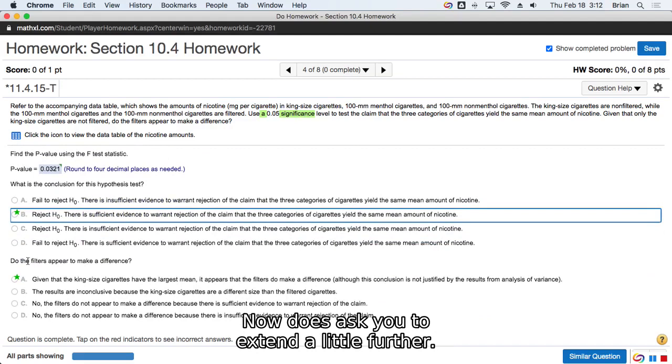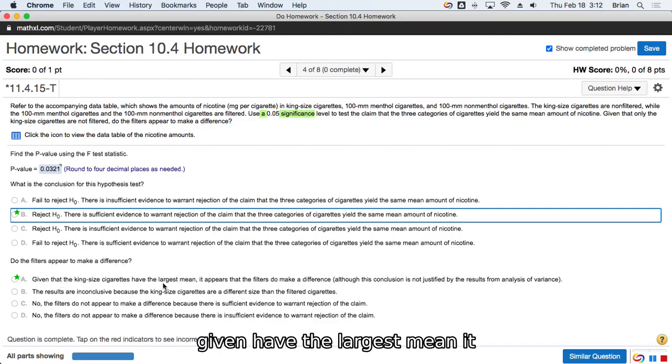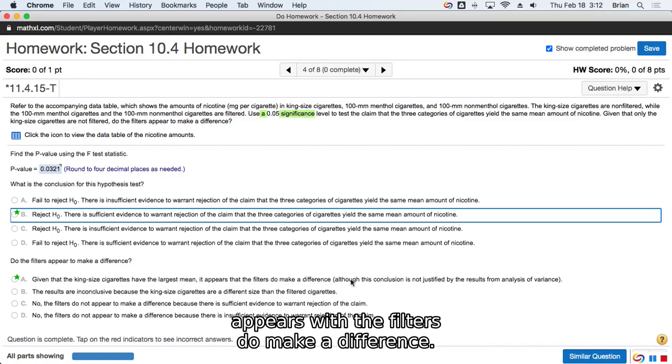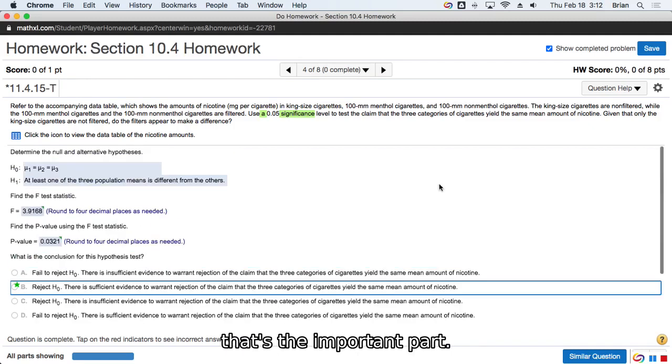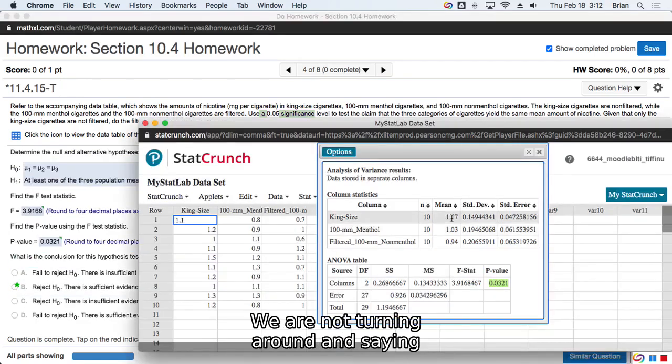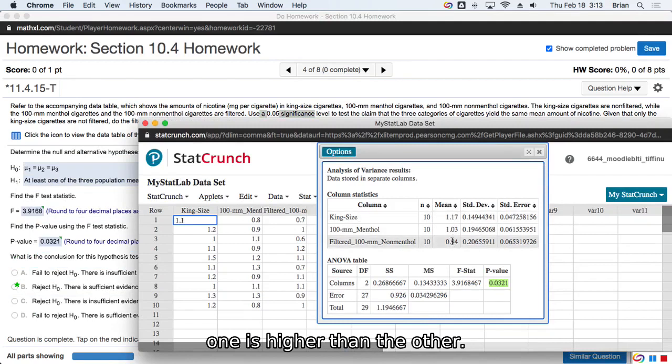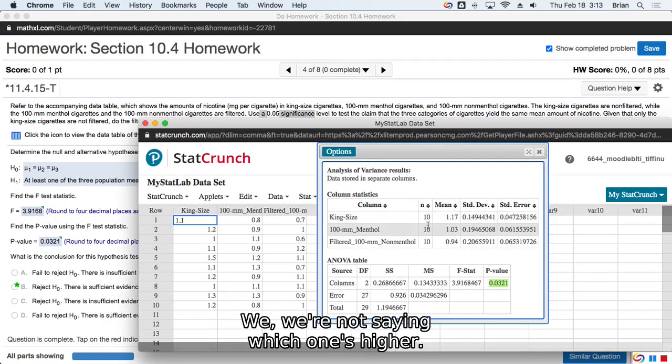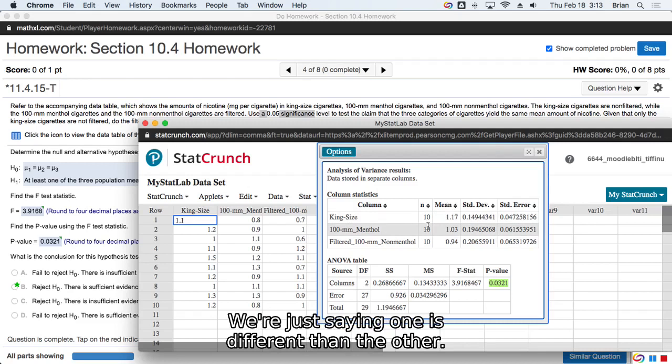Now, that does ask you to extend a little further. Do the filters appear to be making a difference? Given, I have the largest mean, it appears that the filters do make a difference, although this conclusion is not justified by the results from analysis of variance. That's the important part. We are not turning around and saying one is higher than the other. We're not saying which one's higher. We're just saying one is different than the other.